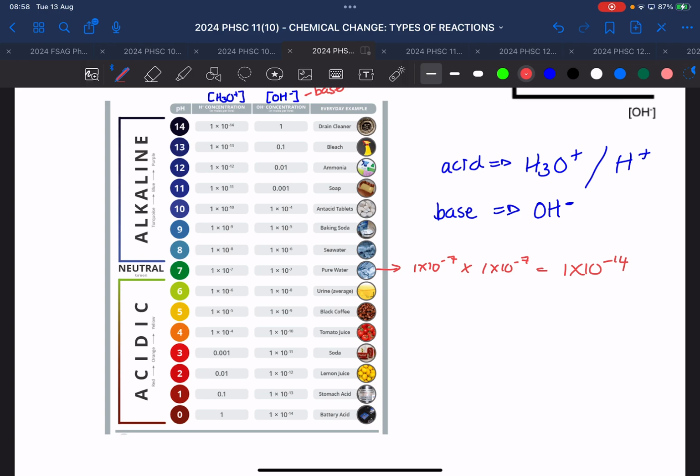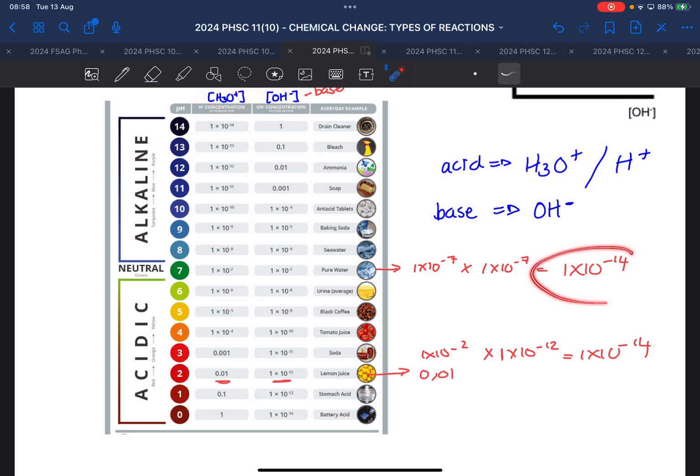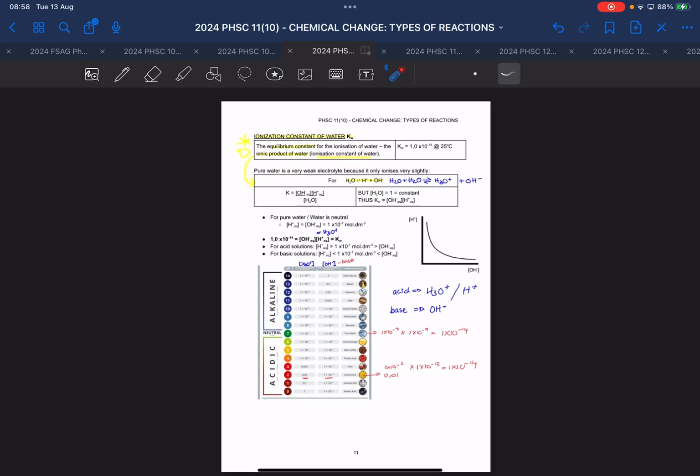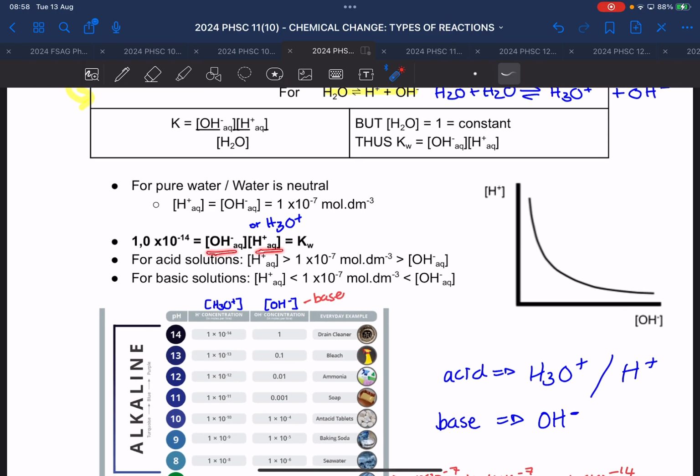If we take this one, for instance, lemon juice, 0.01 is the same as 1 times 10 to the power negative 2. Times 1 times 10 to the power negative 12 gives you 1 times 10 to the power negative 14. So always, always, always, the concentration of the acid times the concentration of the base must give you the ionization constant of water. Times, not add. Okay, are you with me? So that is what I give you there. That must always be like that.